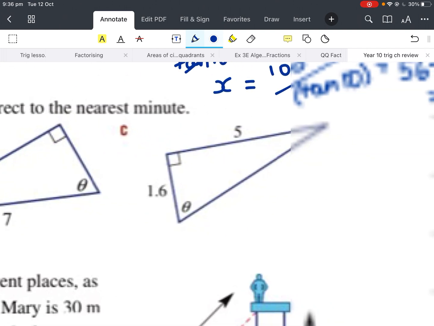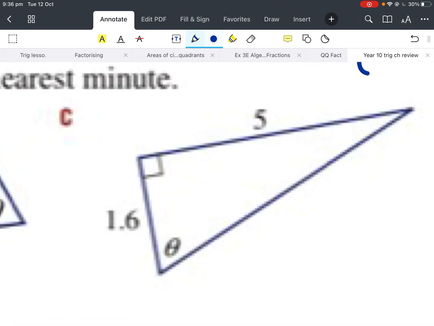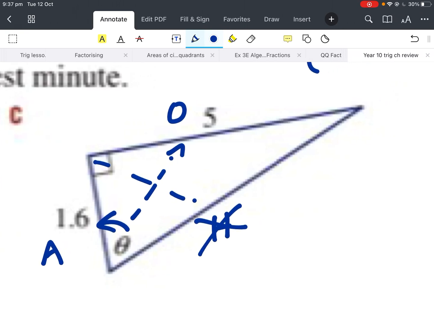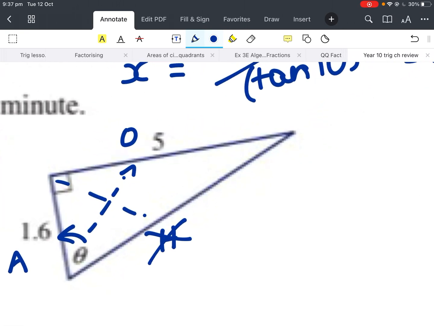Okay, let's try this one over here. All right, let's have a go at this one. Okay, opposite the right angle, that's H. Next to the angle is A. Opposite the angle is O. Now there's nothing on the H, so I've only got O and A. So hopefully you said that's tan, miss.